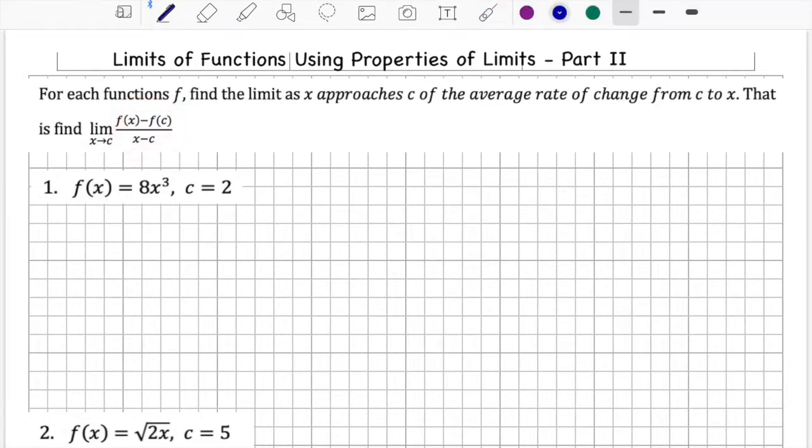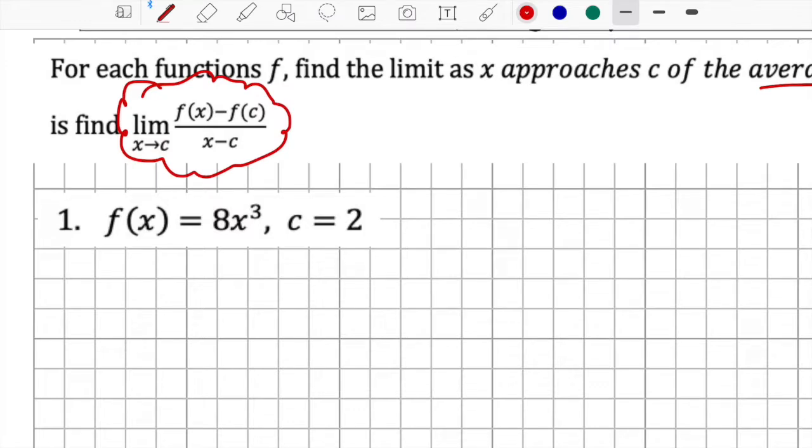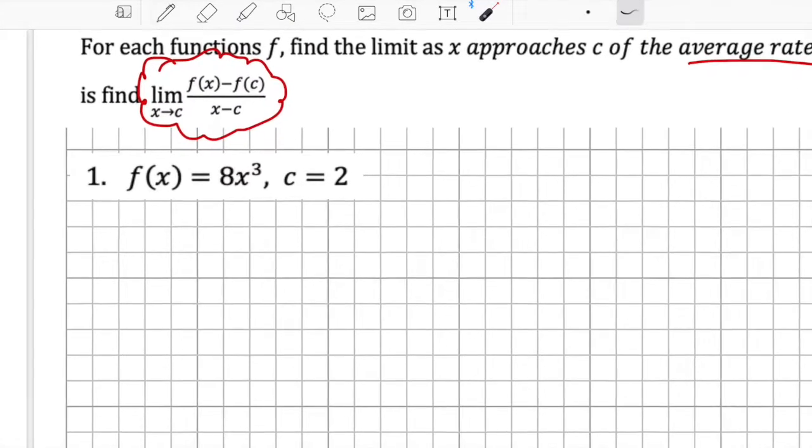So this is a very important concept in calculus, the average rate of change and how to find the limit as x approaches c. And this is the formula that we're going to use. So let me read it again to you. The limit as x approaches c of this, that represents the average rate of change.